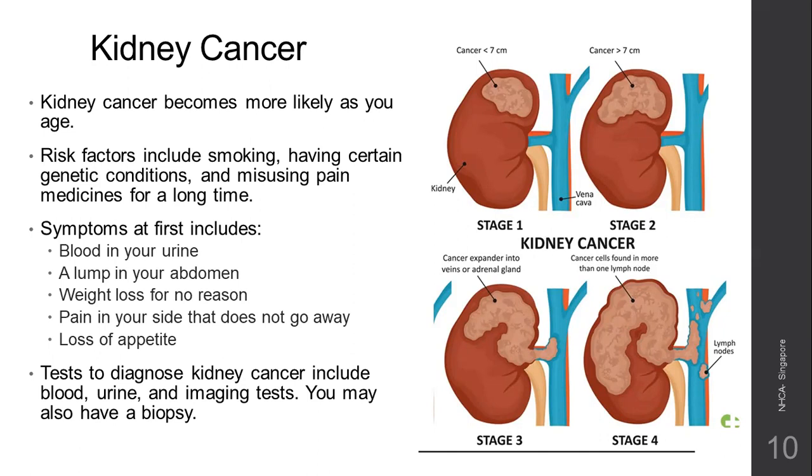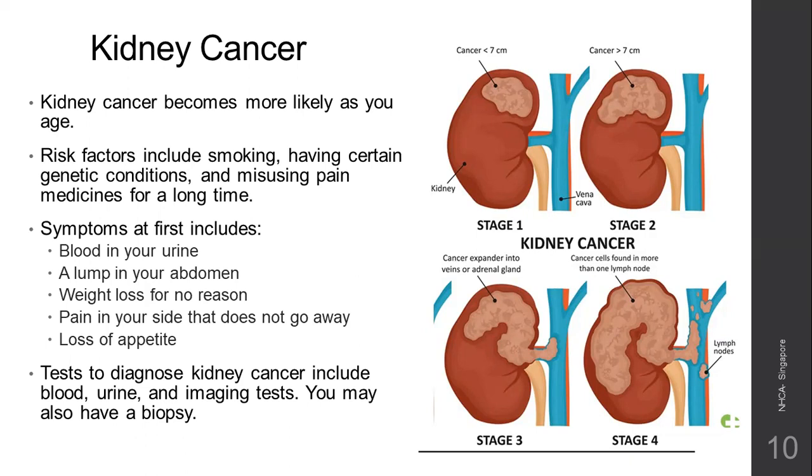Risk factors include smoking, having a genetic condition, misusing pain medication for a long time, being addicted to pain medications, and also steroids. Symptoms include blood in your urine, a lump in your abdomen, a tumorous lump, and weight loss for no reason, because to make this lump the body will take up the majority of your protein and fat, since cancerous cells have to be produced. So that would lead to weight loss. Pain in your side that does not go away at all, and loss of appetite.